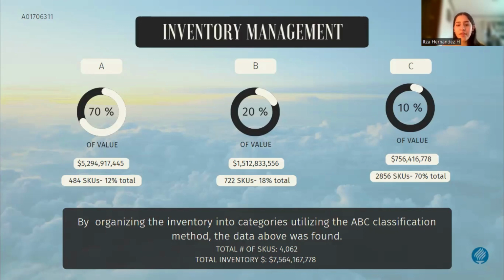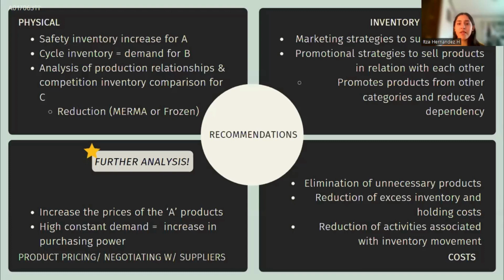Now, utilizing this classification method, the following inventory management plan or recommendations were made. I divided these into 4 areas for a clear understanding. However, to commence with the physical stock or analysis of the inventory, I consider that in order to secure stock year-round for the A category products, it is vital to increase the safety inventory. For the B products, considering these are the middle point, to optimize costs and resources, it would be ideal to equal cycle inventory to demand. And for C products, instead of eliminating these right away, a further analysis is needed.